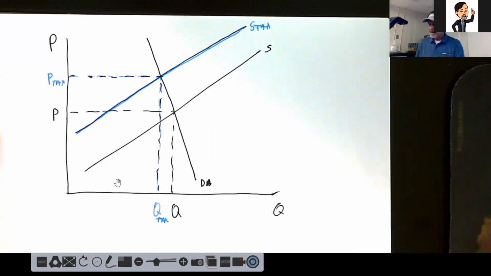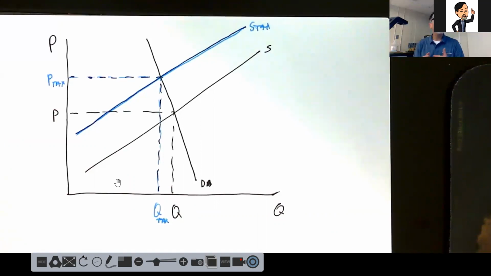Now, what we want to do here is we want to see, and we can make a prediction about this as well. If people are going to buy the product no matter the price, who's going to wind up paying most of the tax? The consumers are, because you can simply pass along the tax to people who are going to buy this anyway.